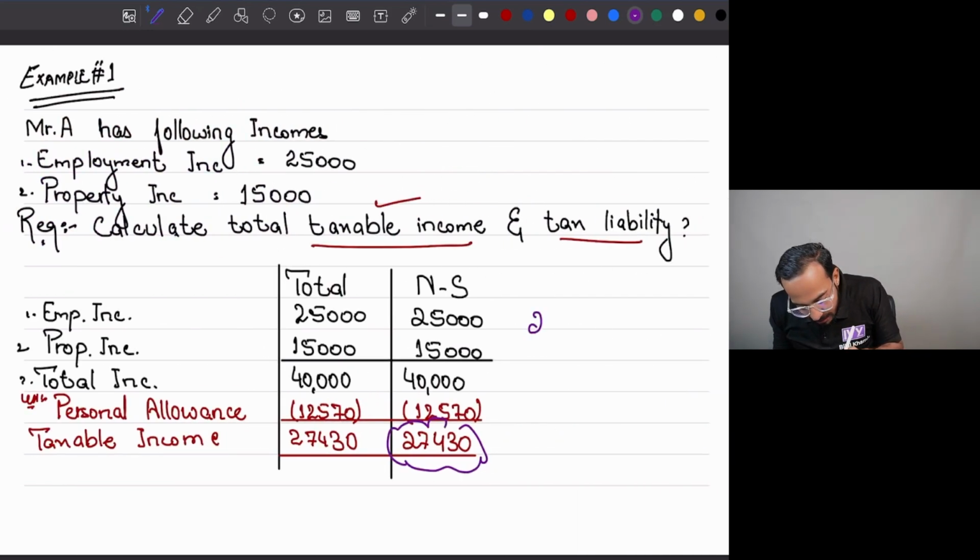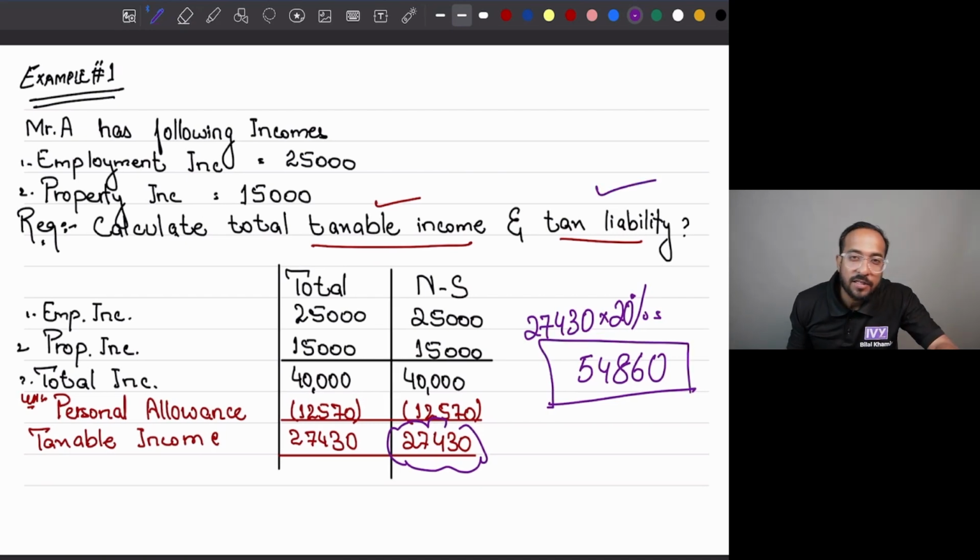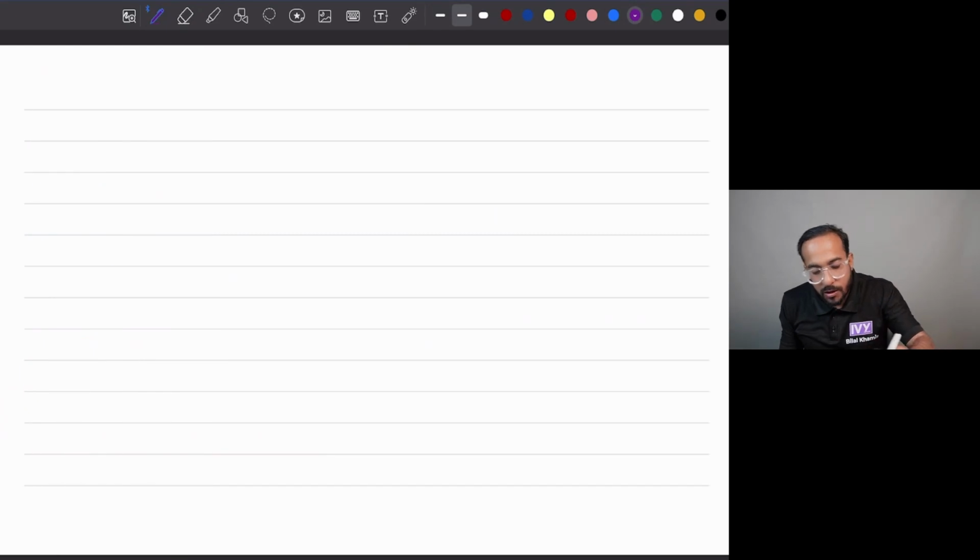So what I do, I just need to take 27,430 multiplied by 20%. That's it. It will give you 5,486. That's your tax liability. I believe you understand this point. Now, going forward towards more examples in order to get a grip on it.